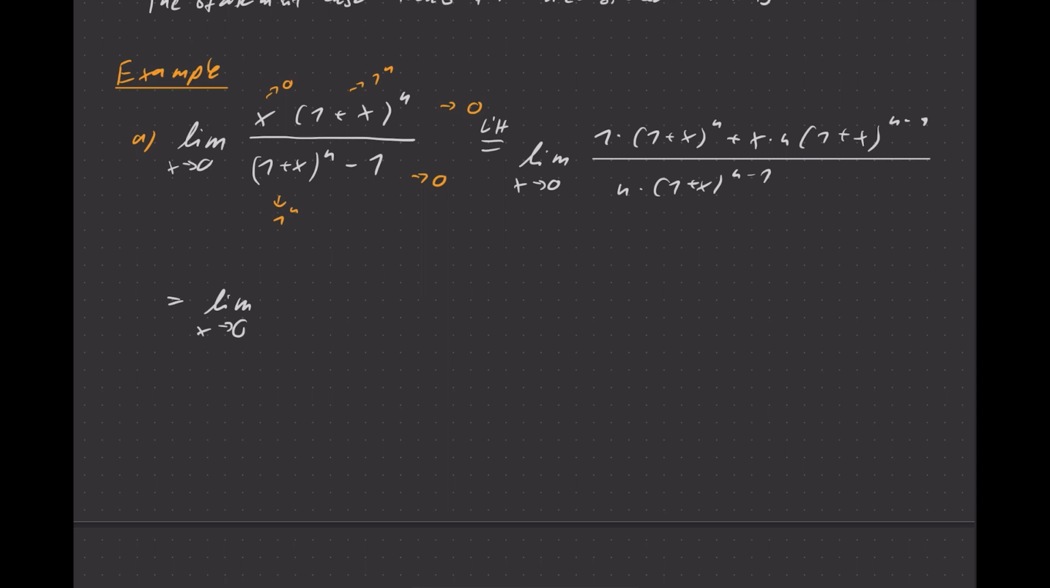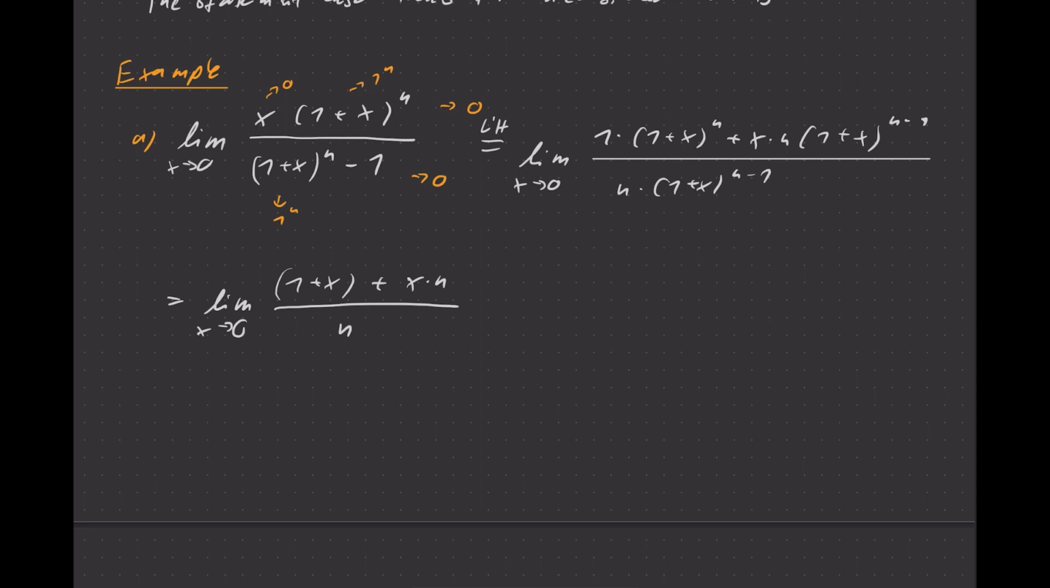And you can see that this expression here, (1 plus x) to the power of n minus 1, appears here and also here implicitly. So we can cancel that out. And what remains is 1 plus x. So this is this here divided by that expression, plus x times n. And in the denominator, n.